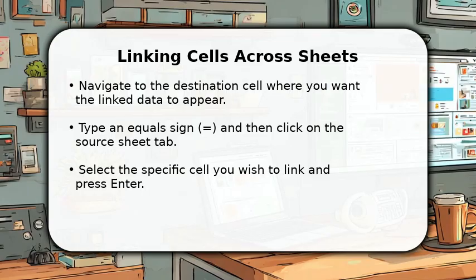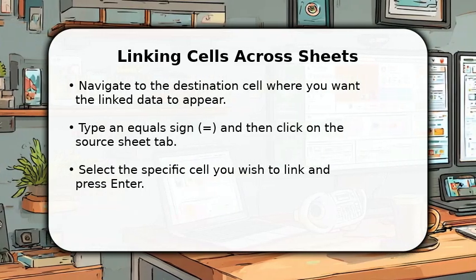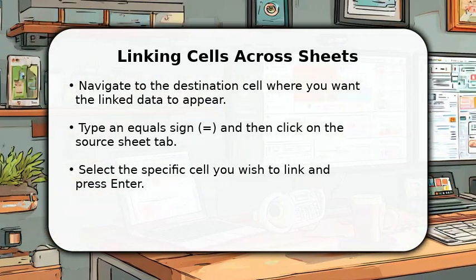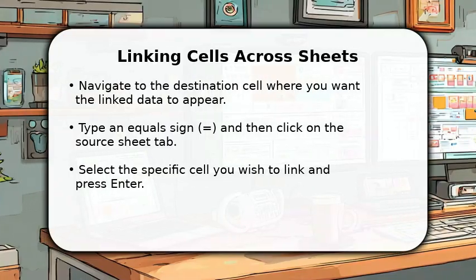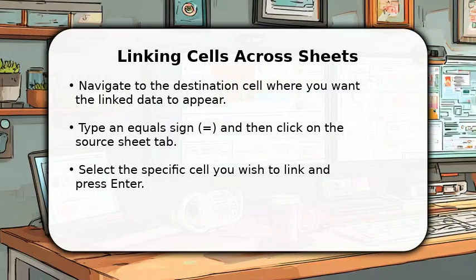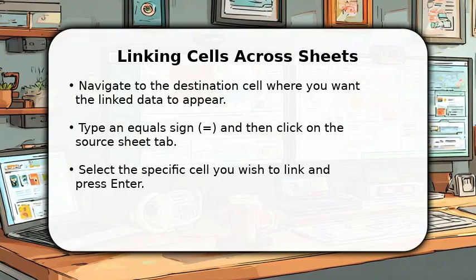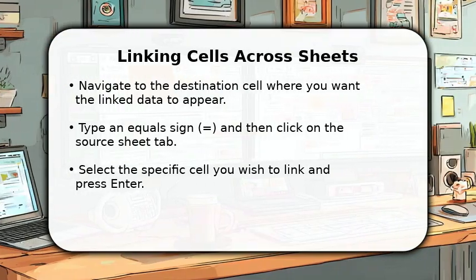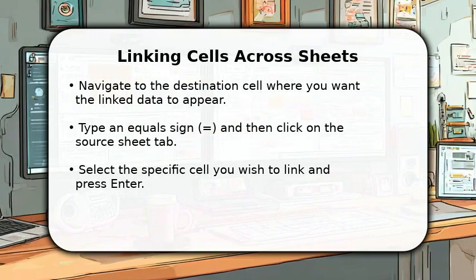In this video, I will explain how to link cells in different sheets in Excel. To begin, navigate to the cell where you want the linked data to appear. Type an equals sign, then click on the tab of the sheet containing the source cell. Select the specific cell you wish to link and press Enter.